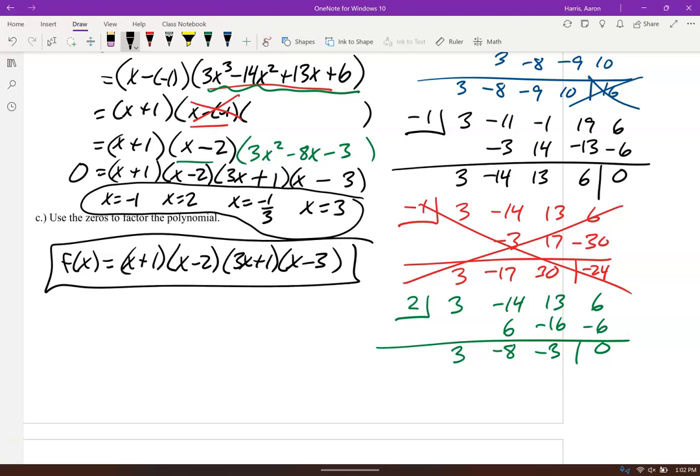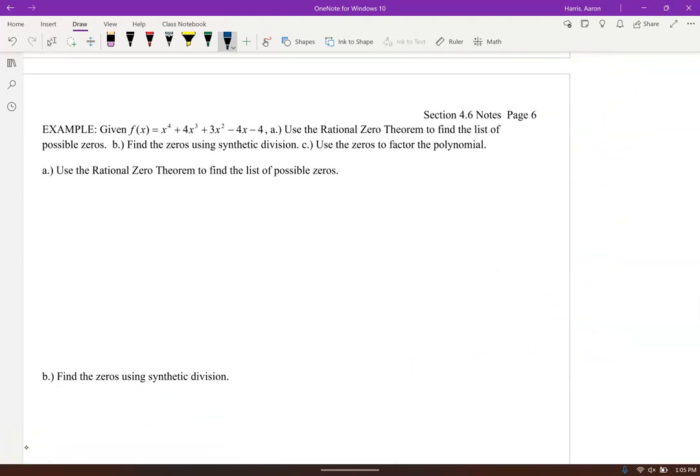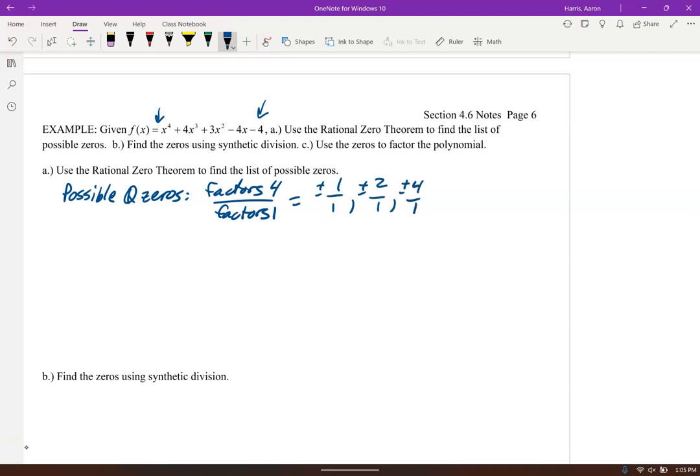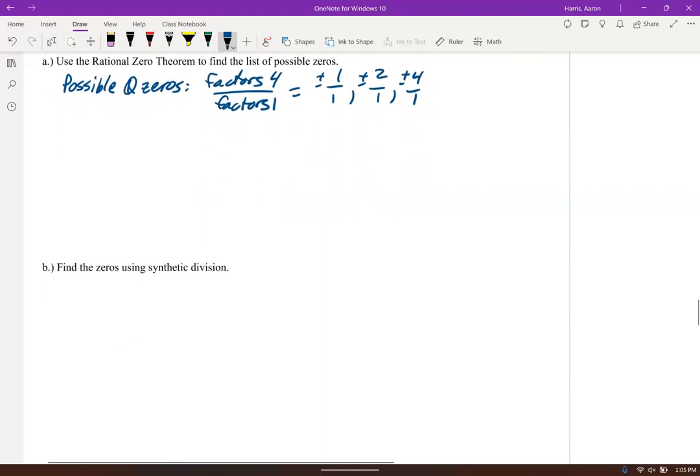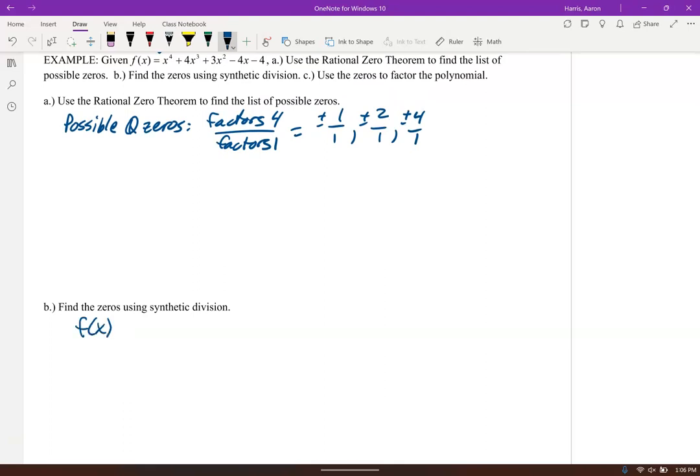Right there. All right, let's move into this next one here. So we've got a 4th degree polynomial. Let's list our possible rational zeros, which are factors of 4 over factors of 1. So it'd be plus minus 1 over 1, plus minus 2 over 1, plus minus 4 over 1, right? Now we're going to test them. So here's our function.